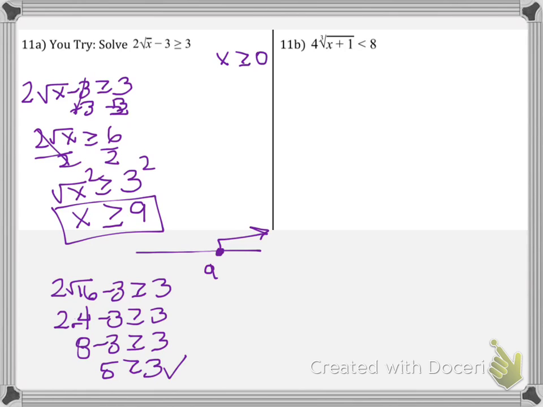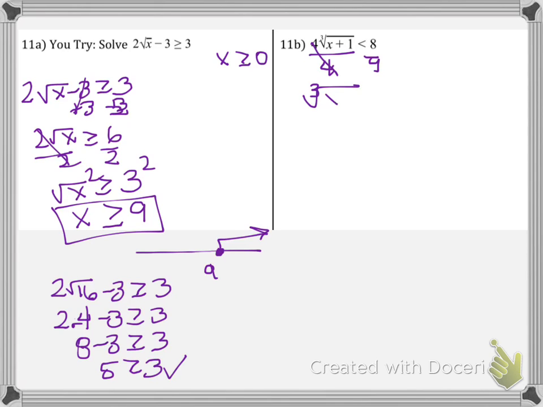All right, number 11, B. So we have 4 cubed root of x plus 1 is less than 8. So in this case, it's odd index. Remember the graph of a cube root. It's this, and this is all real numbers. So we don't have to worry about any restrictions, right? We can have any number. We can have negatives in there. It's totally fine.